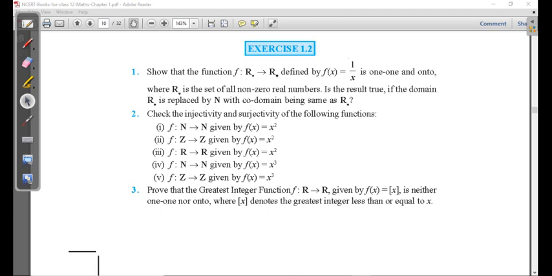Is the result true if the domain R star is replaced by N with codomain being the same as R star? Okay, let us see. So, it is given that the function is from R star to R star, and this is certainly what they have said. I have taught you this function.